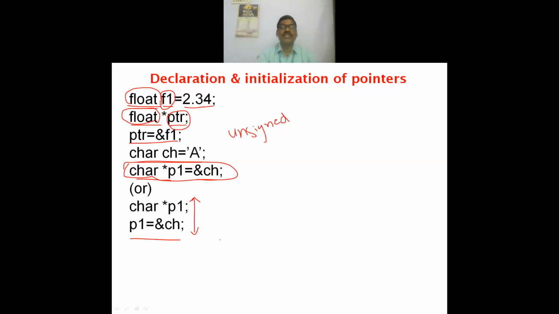You can also declare a pointer which is of type void, just void *ptr. Then it is said to be a pointer of void type. That means there is no data type for it, so any variable's address you can store into this pointer. This is called a void pointer.